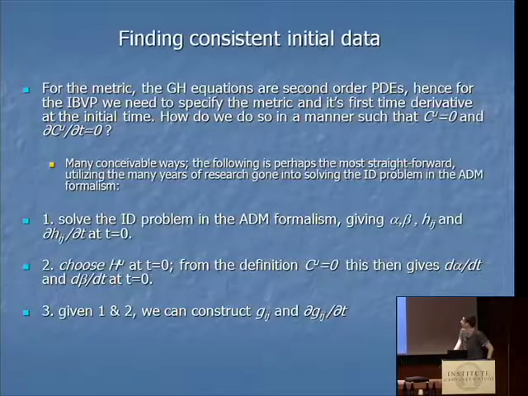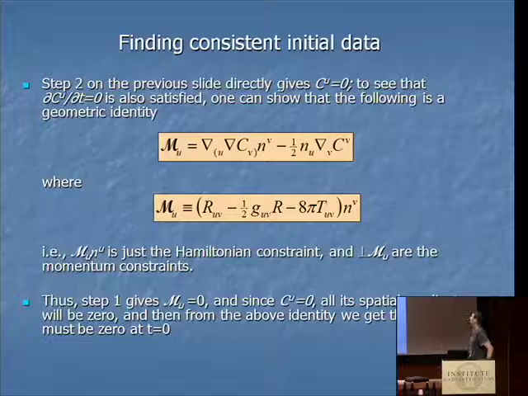And then the remaining thing to show is that with this choice, by construction, C will be 0, but we need to show that C dot is 0. The easiest way to do it is that there's this geometric identity that says that this quantity M, which is just the Einstein residual, so this is the left-hand side minus the right-hand side, is 0 for the Einstein equations. So this dotted with a normal vector is equal to this particular function of the constraints.